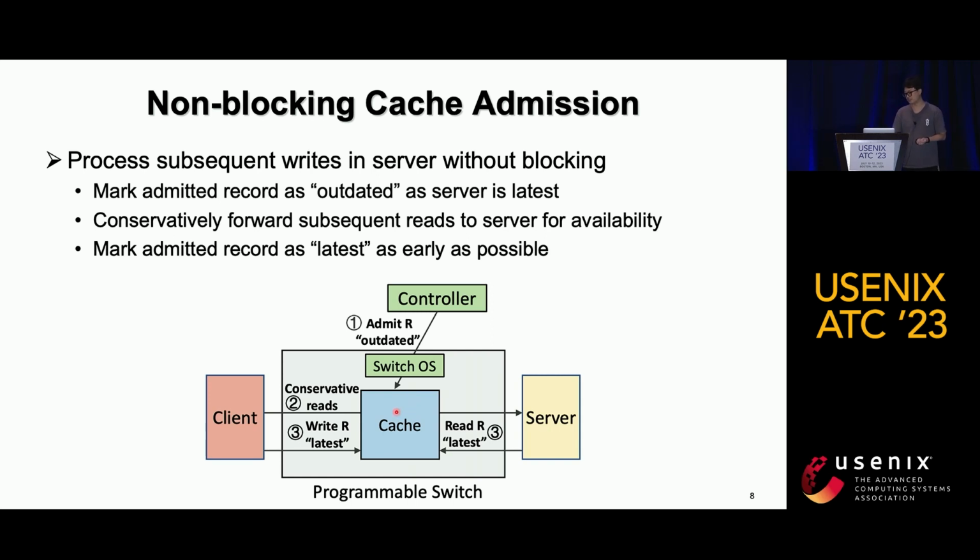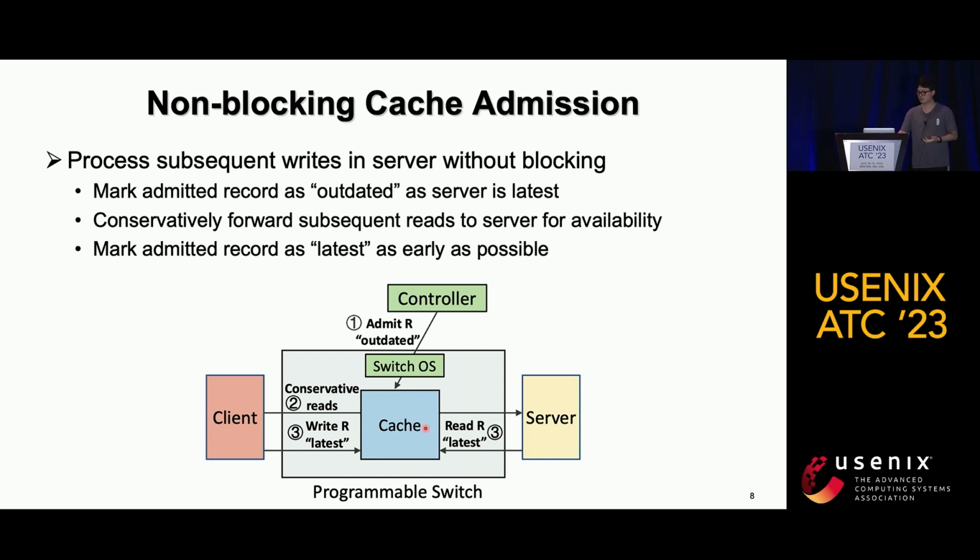So our idea is that we will mark the in-switch outdated record as latest as early as possible. We observe that the switch can monitor all traversed requests and responses. So for each write request with the latest version issued by the client, and for each read response with the latest version provided by the server, we will mark the in-switch outdated record as latest.